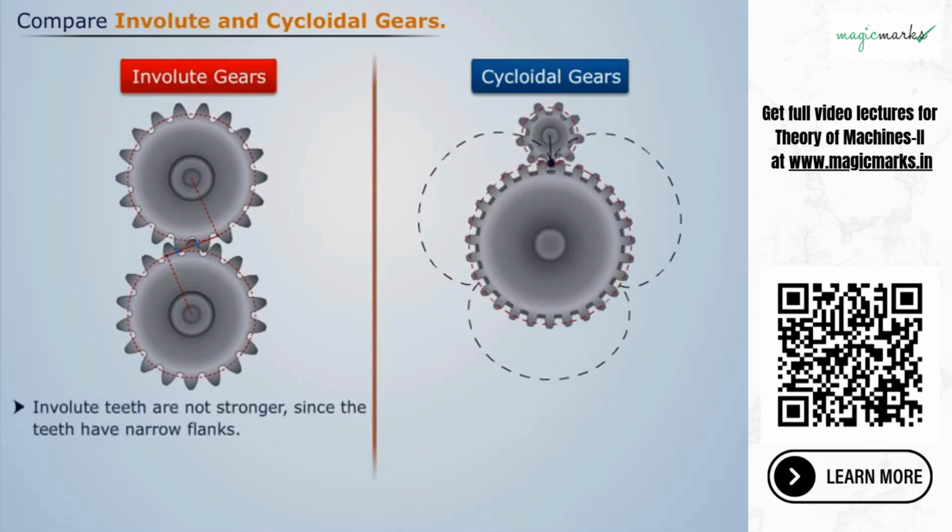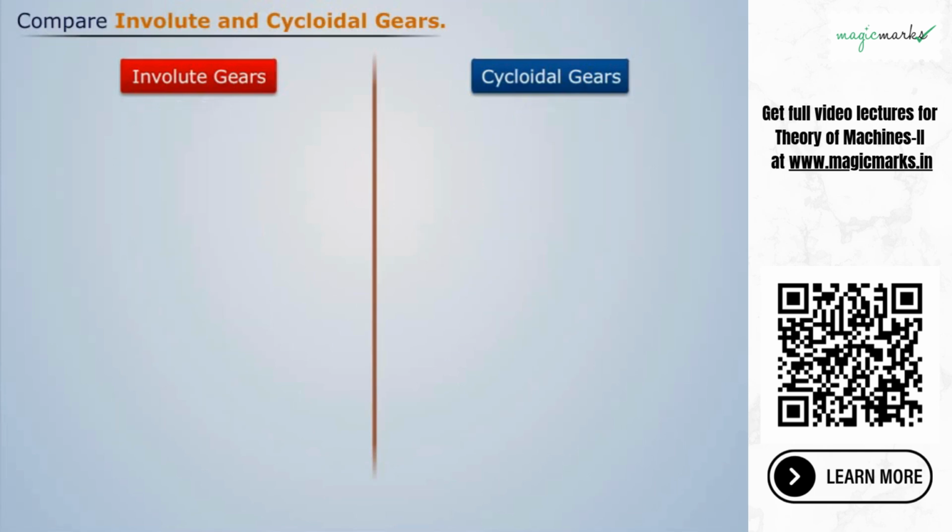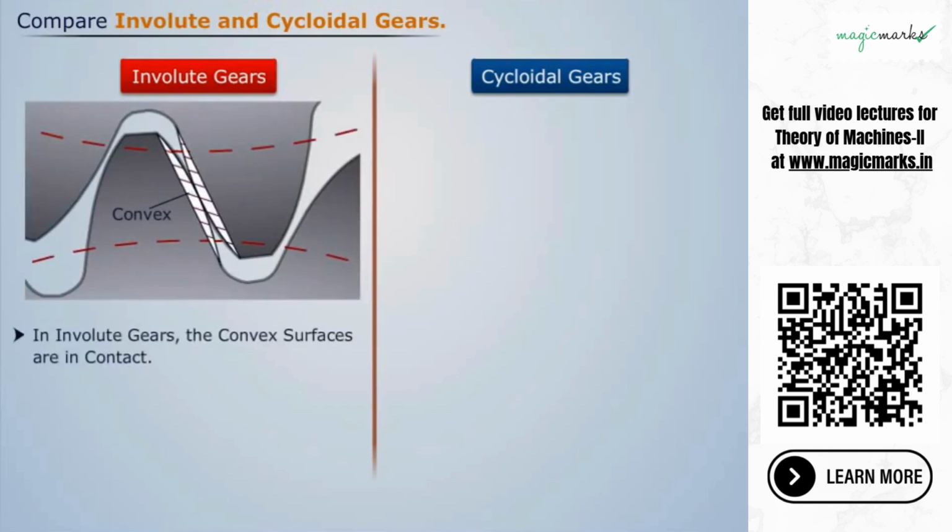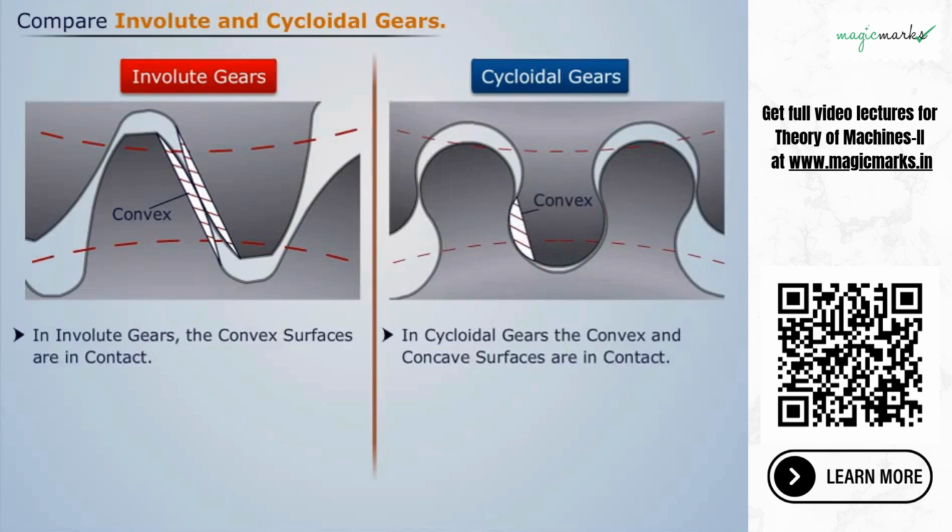Involute teeth are not as strong as cycloidal teeth. This is because cycloidal teeth have wider flanks than involute teeth. In involute gears, the convex surfaces are in contact, whereas in cycloidal gears, the convex and concave surfaces are in contact. This condition results in more wear in involute gears as compared to cycloidal gears.